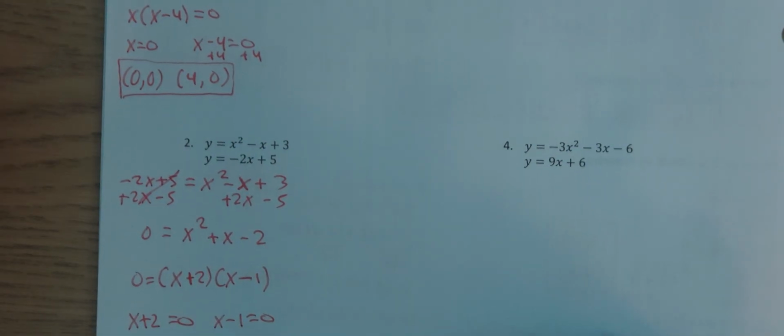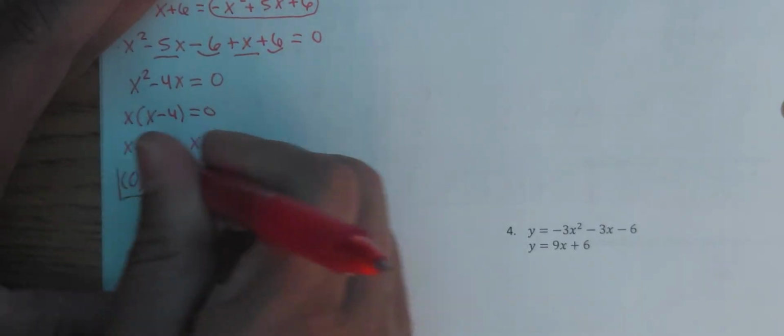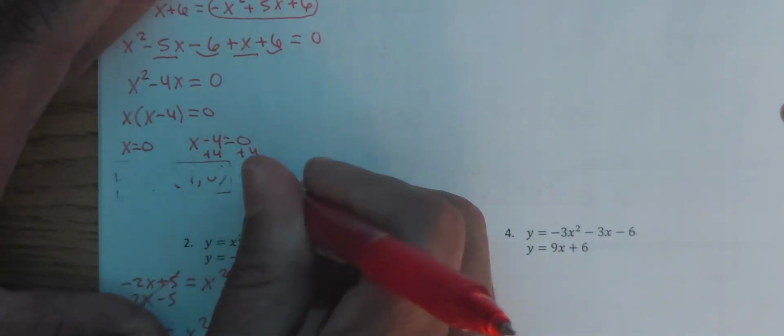So I'm going to go back and correct myself on the previous example, because we're trying to find the points at which the graphs intersect.